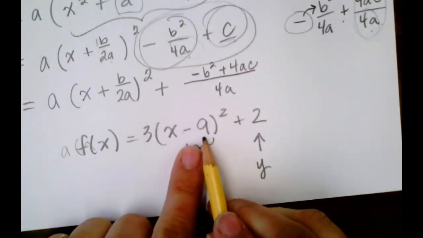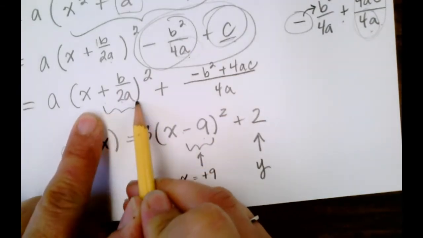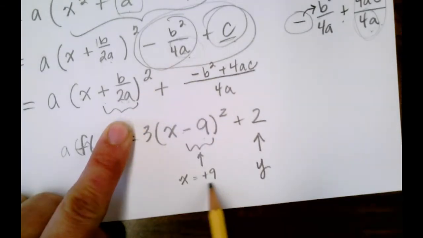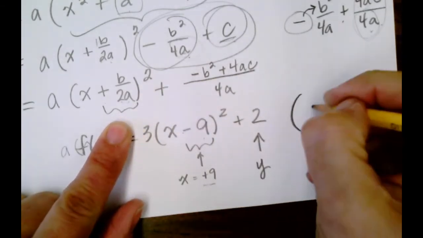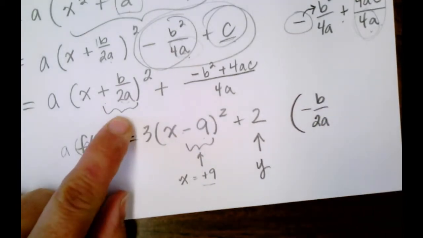I was going to go 9 to the right. So look at here. This is a positive b over 2a. So that means that my x term is negative b over 2a.